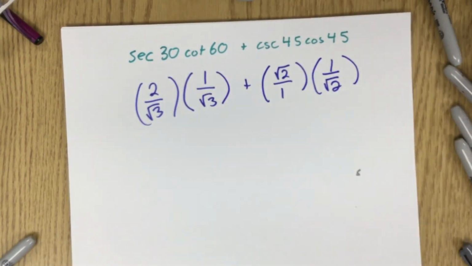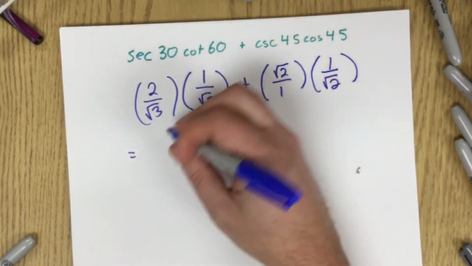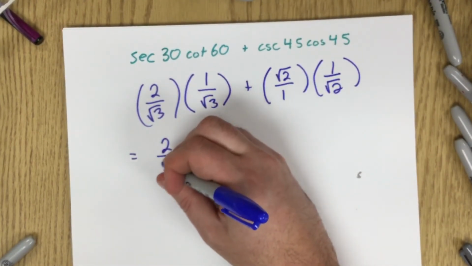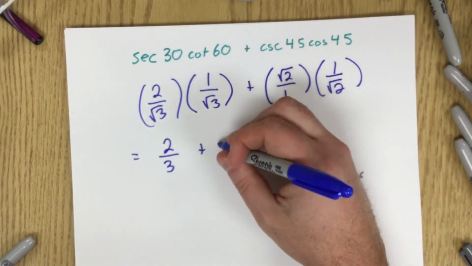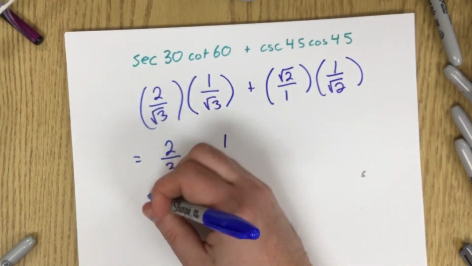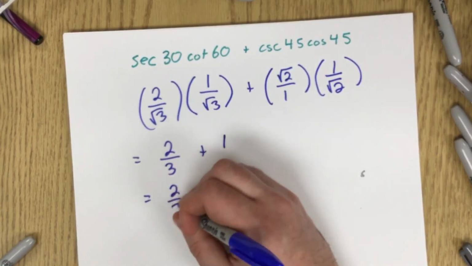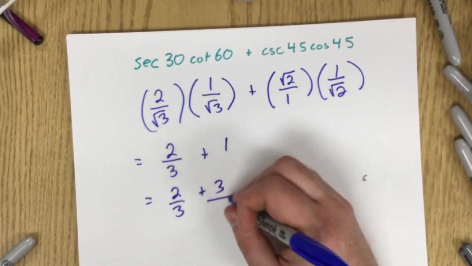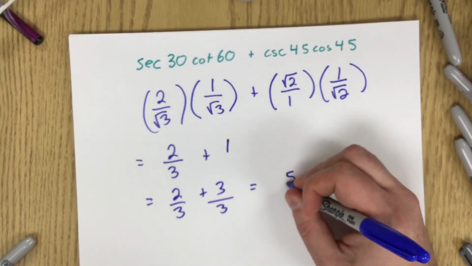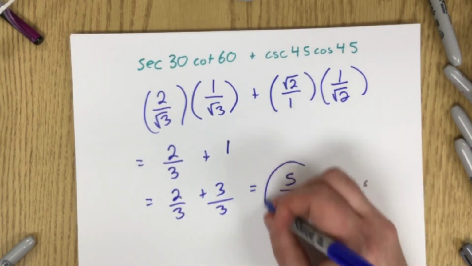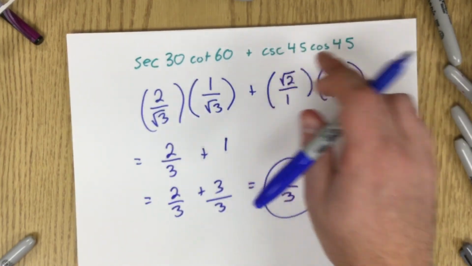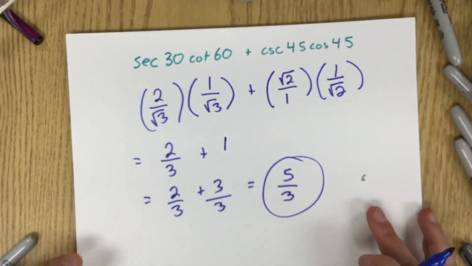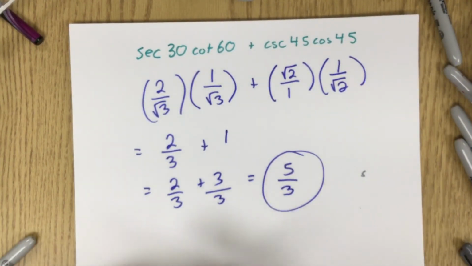So that's going to give us 2 over 3 plus root 2 over root 2, which is just 1, which is, well, actually, this is going to be kind of pretty, plus 3 over 3, which is 5/3. So secant 30 times cotangent 60 plus cosecant 45 plus cos 45 is equal to 5 over 3.